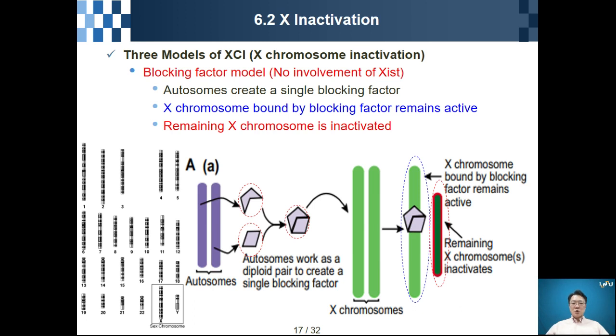Usually we have 22 autosomes. The autosome creates a single blocking factor, and this blocking factor binds to one of the X chromosomes. The X chromosome bound by the blocking factor remains active. However, the remaining X chromosome is inactivated. So this is the second model of X chromosome inactivation. There is no involvement of cis non-coding RNA.